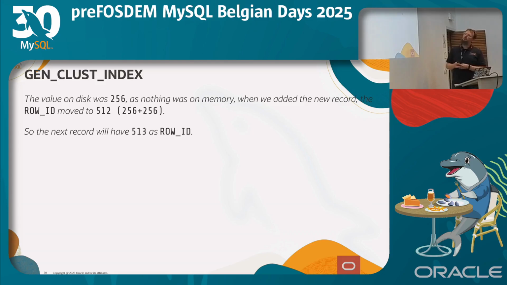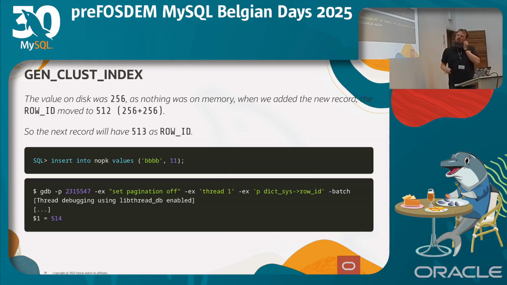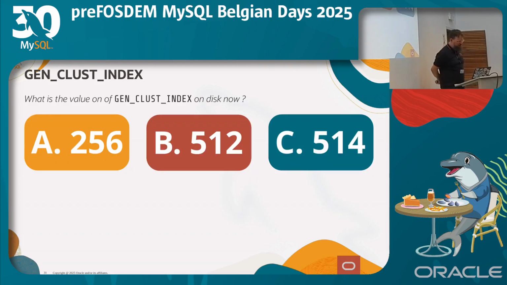So the new row ID, because there was nothing, we went to disk. Disk was 512. We add 1, and we have 513 as row ID. Now let's insert another one. This time it goes up by 1, as expected, right? So now, in memory, it is 514. What is the value of gen cluster index on disk?